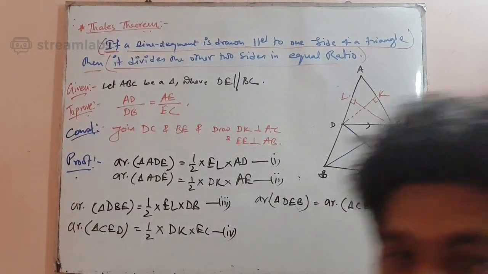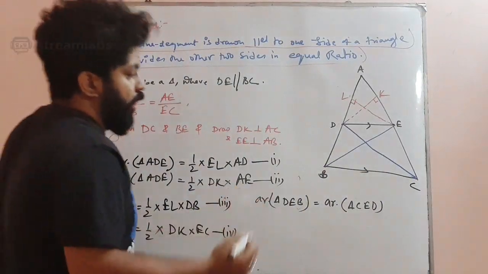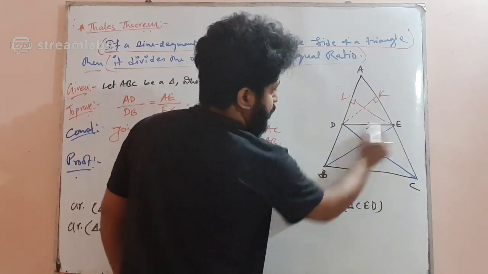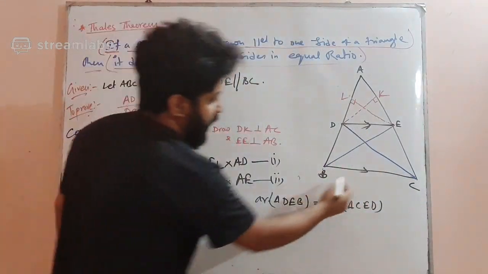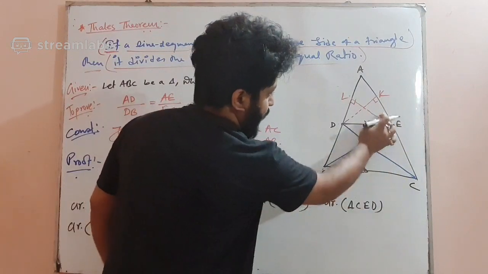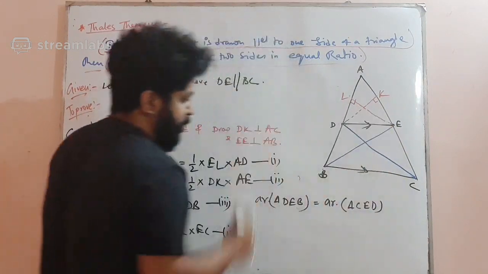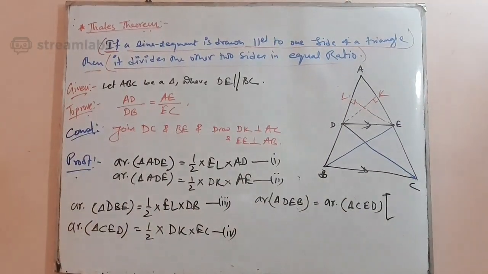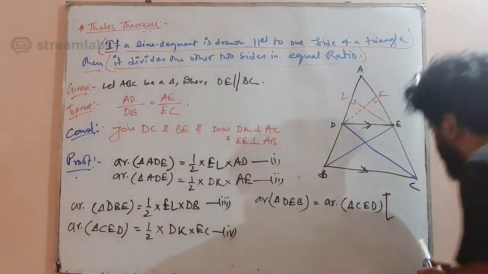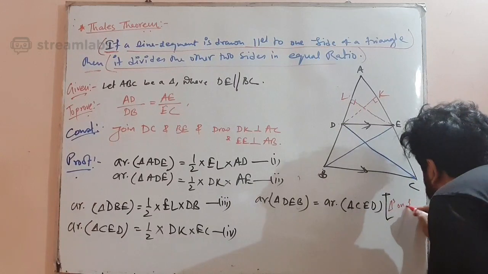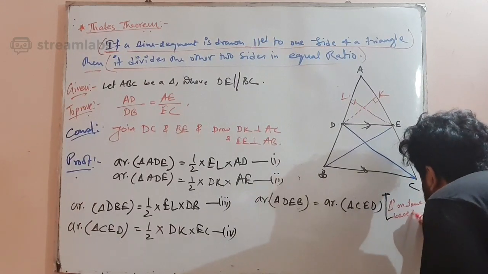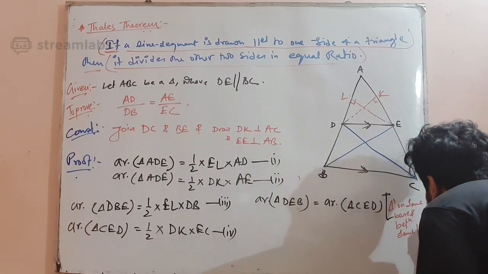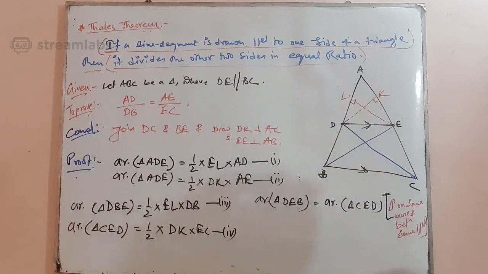Very good, Sri Rahai. Because BDE and CED are between the same parallels and on the same base DE. See, BC and DE are parallel lines. These two triangles are on the same base and between the same parallels. Good. So our reason is they are triangles on the same base and between the same parallels.